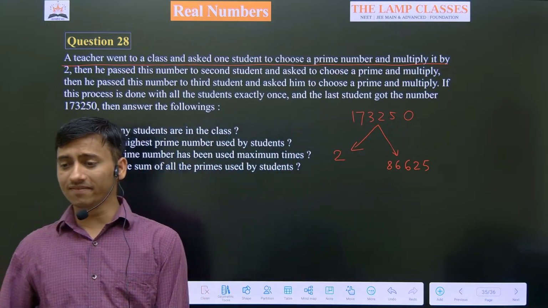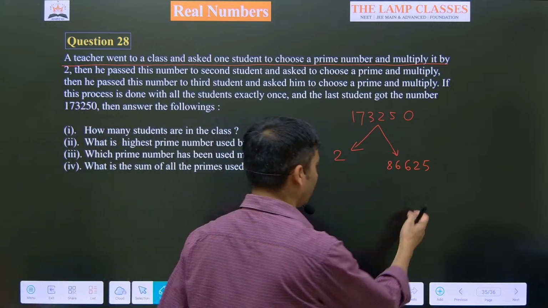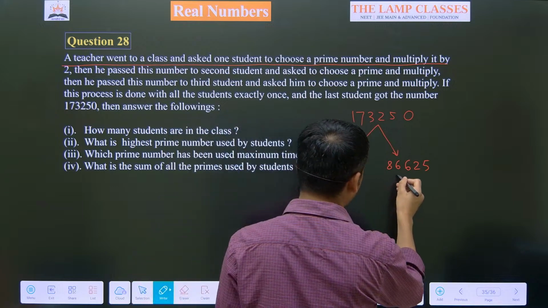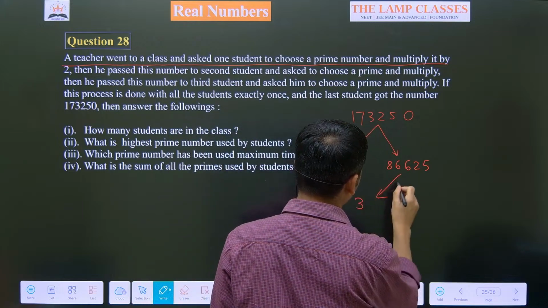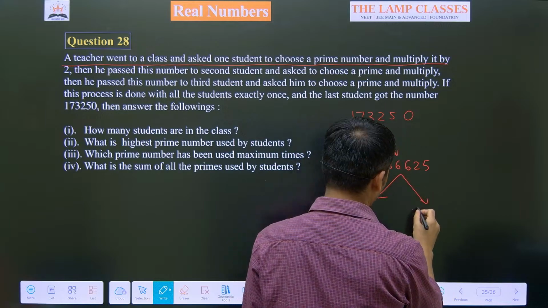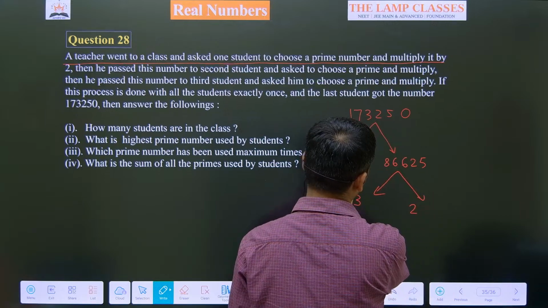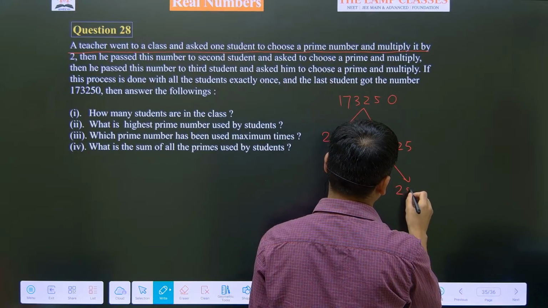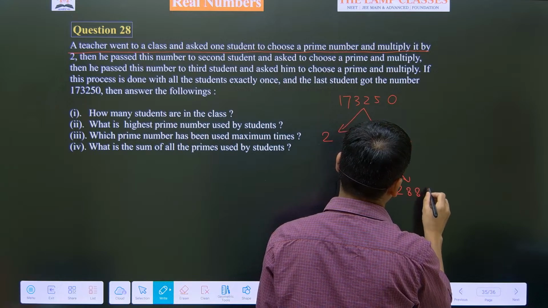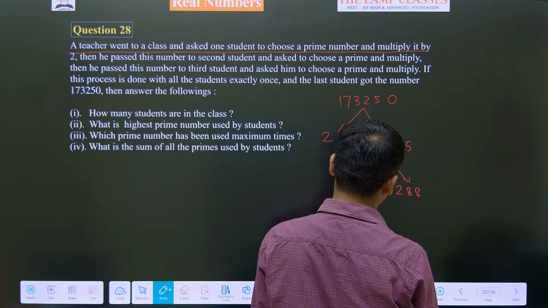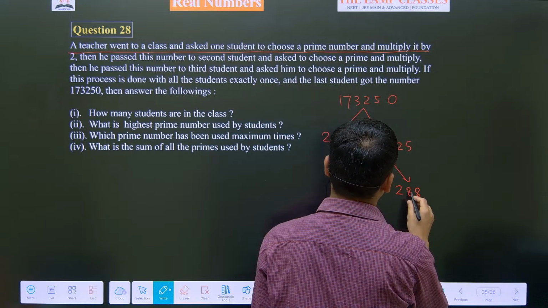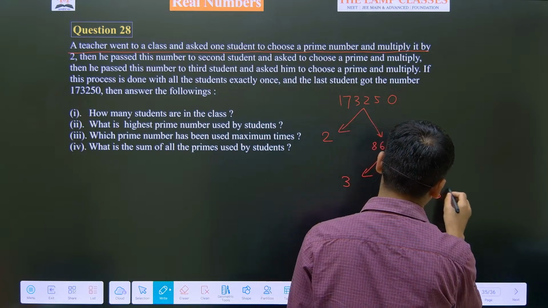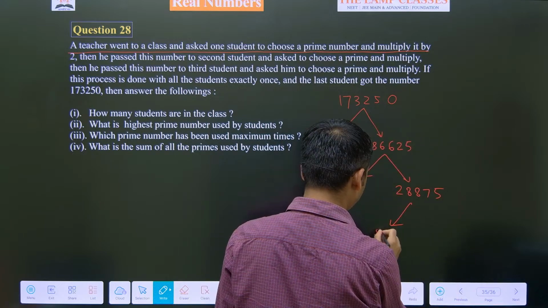And we know the divisibility rule of 3, right? Is this number a multiple of 3? It is, right? So we should divide that by 3 now. So if 3 is the one number, then the other has to be 28875. Now we will divide this by 5.